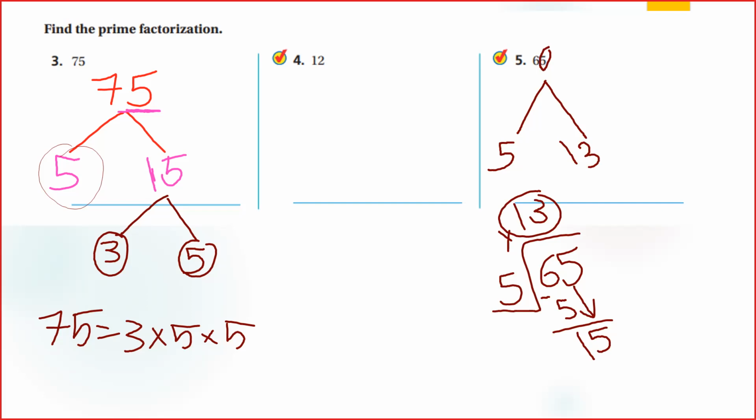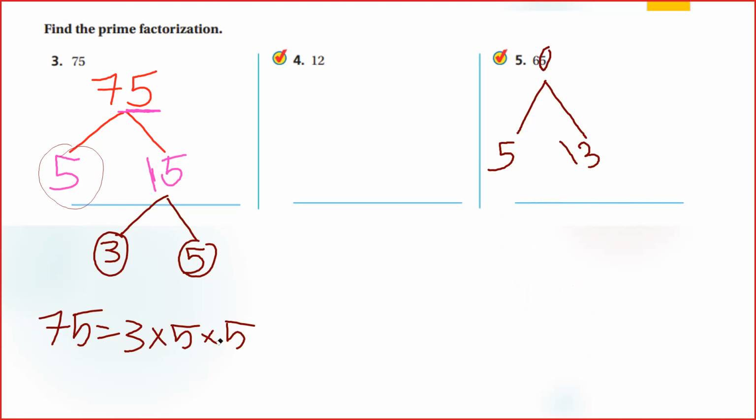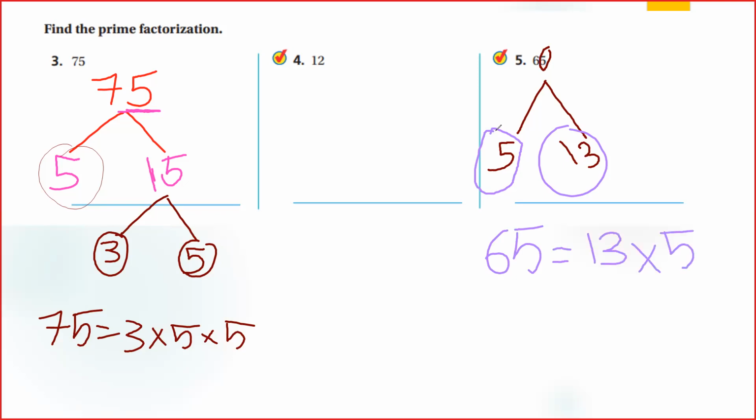13, yeah. Now look at number 5. Is it a prime number? Yes, prime. What about 13? Is it prime? It's prime, yeah. So 65 can be written as 13 times 5. Got it? Yes, teacher, got it. Okay.